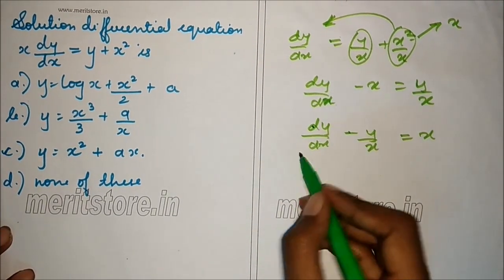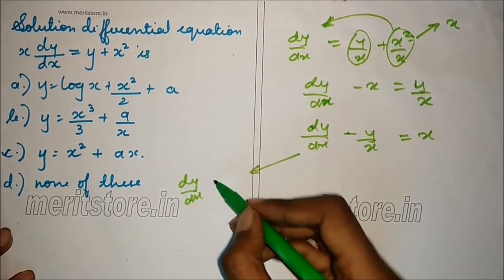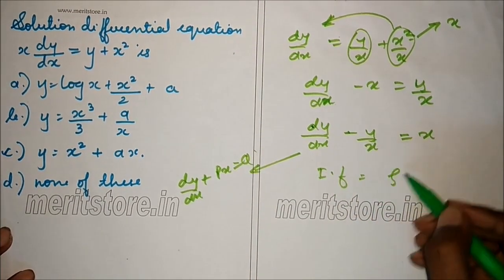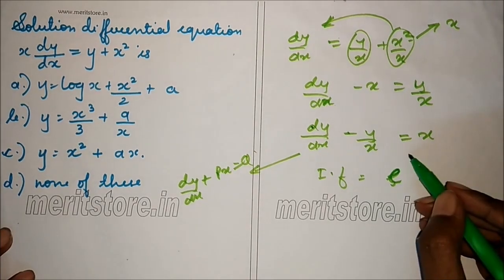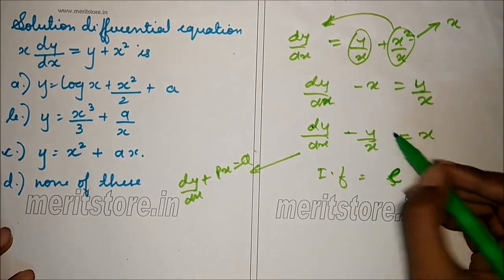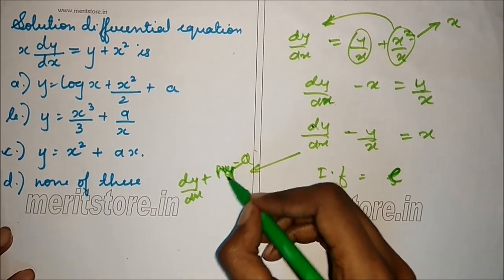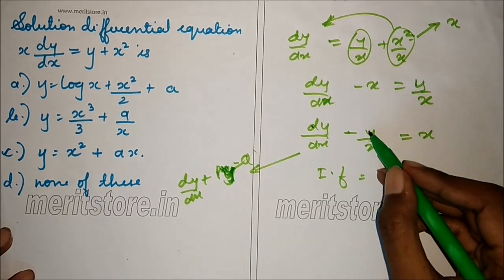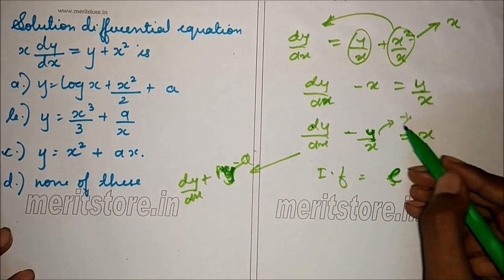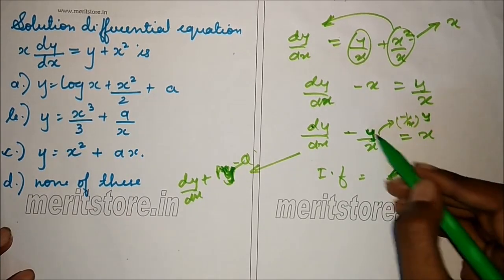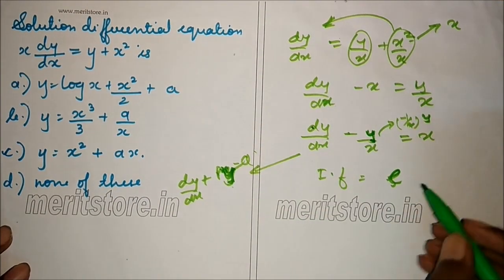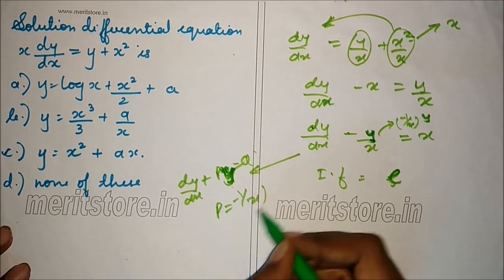This is in the form dy/dx + Py = Q. The integrating factor will be e raised to the integral of P dx. Here the term is -1/x times y, which is in the form of Py. So P is equal to -1/x.